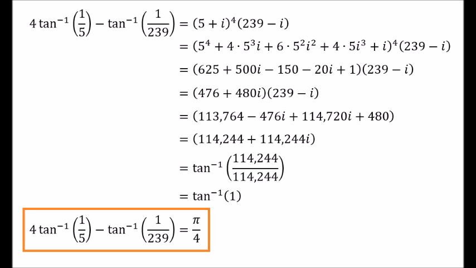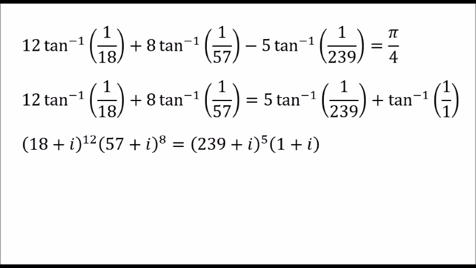After we've expanded and simplified, we have another complex number. This can be represented as a vector in the complex plane. The angle theta is the inverse tangent of the ratio of the imaginary component over the real component. In this case, 114,244 over itself. Inverse tangent of 1 is equal to pi over 4. Boxed in orange, we reach the same conclusion using complex numbers that we did using trig identities. Thus far, we have only seen the sum of two terms. It turns out we can speed up convergence even more by using three terms. This is just one example.